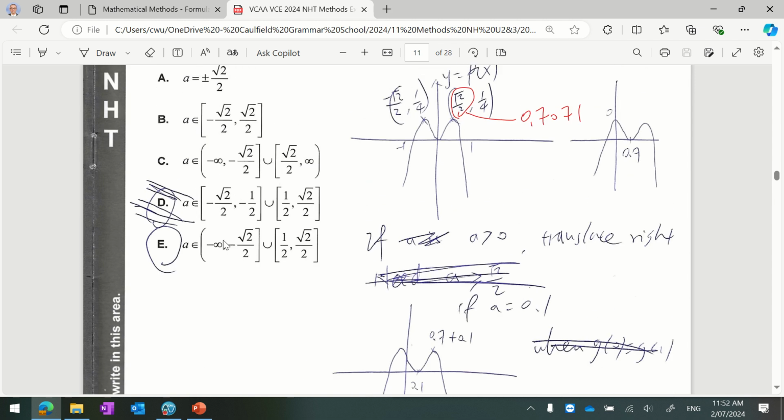So that's the answer here. From the negative side, we start from negative root 2 on 2, and it's inclusive, and we go to negative infinity. So the answer is E.